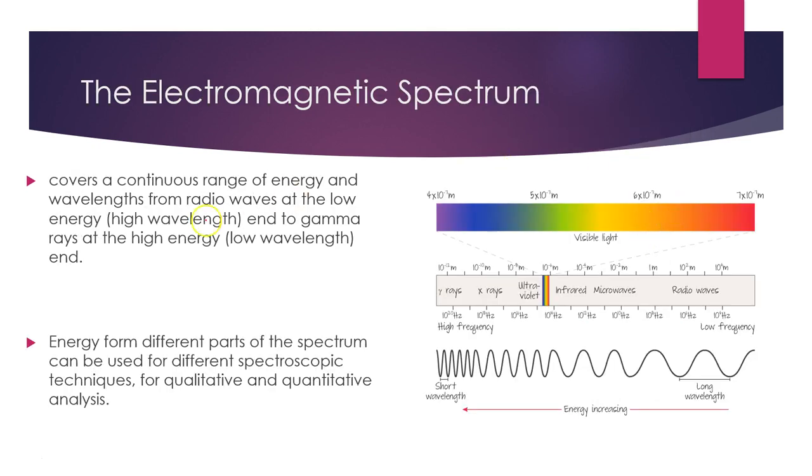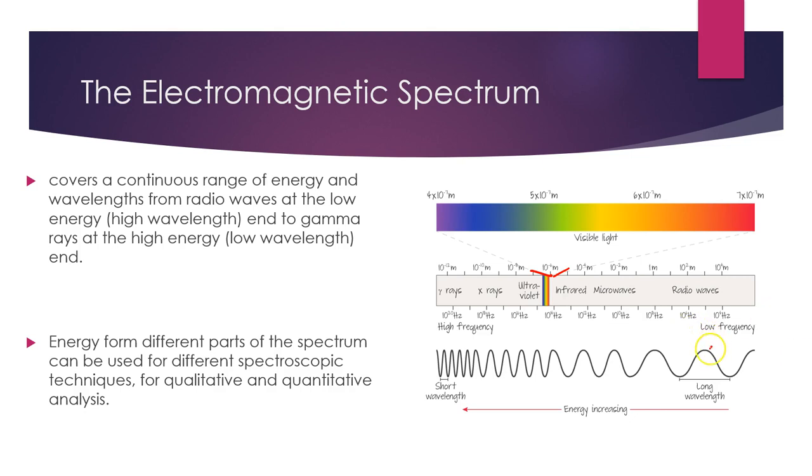So the electromagnetic spectrum covers a continuous range of energy, from radio waves, which are very long, low energy waves, through to gamma rays, which are short, damaging radiation. Our visible spectrum lies within that, remembering that ultraviolet is above it in energy. So this is looking at increasing energy going from right to left. We're decreasing in energy towards the red. So the energy forms different parts of the spectrum and can be used in different spectroscopic techniques.